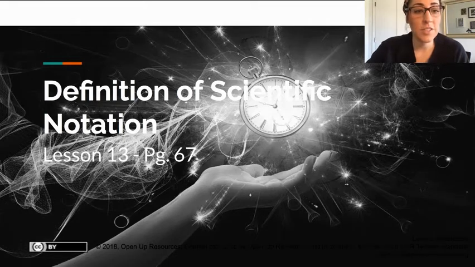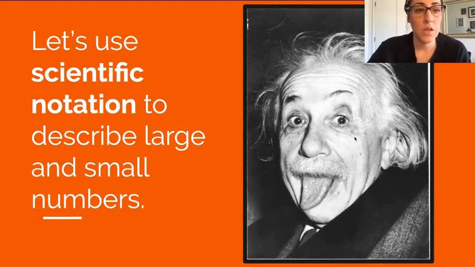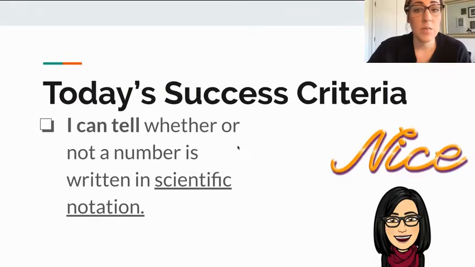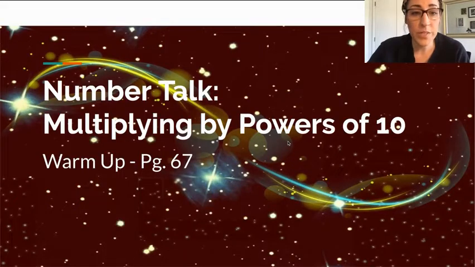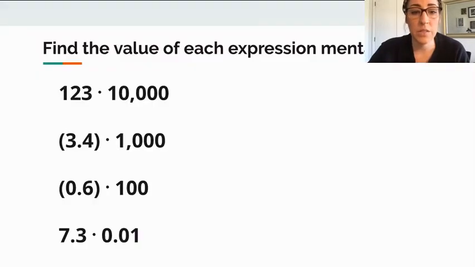Welcome to lesson 13, where we will be looking at the definition of scientific notation. We're going to use scientific notation to describe large and small numbers. To be successful at this lesson, you'll be able to tell whether or not a number is written in scientific notation. We start with a number talk multiplying by powers of 10.